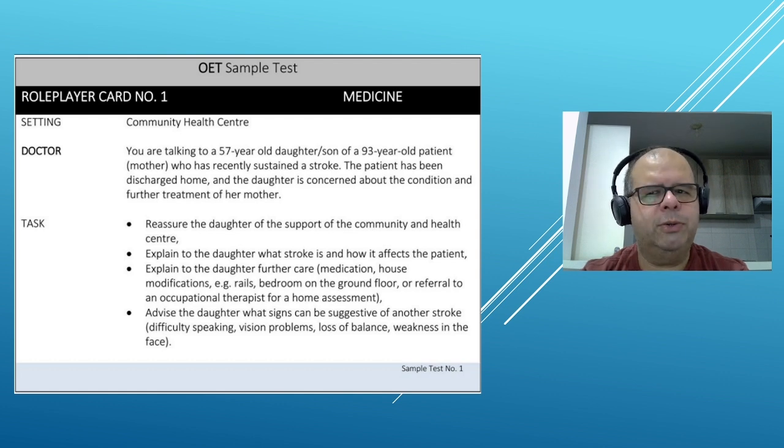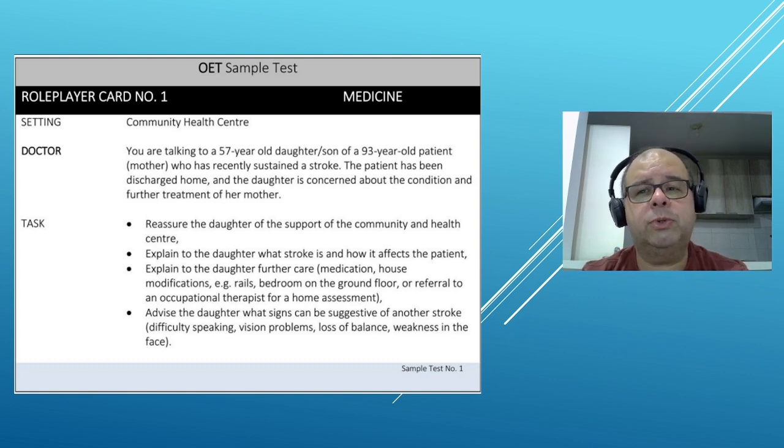You can start this last task by saying something like, Miss Jones, I would like to advise you about signs that can be suggestive of another stroke. If you see that your mom has difficulty speaking, vision problems, loss of balance, or weakness in the face, please call 911 immediately because she might be having another stroke. You can end the dialogue with a question such as, is there anything else you would like to know about your mom's condition?